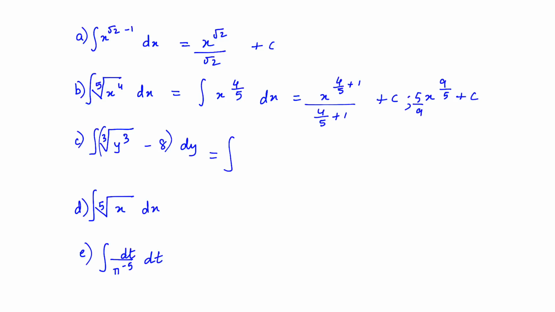Now here to simplify, what will we do? The inside power is 3, so that's what we will write in the numerator, and the outside power is also 3 here, so that we'll write in the denominator. The 3 and the 3 will get cancelled, so we have got y minus 8 dy. When I integrate this, I'll get 1 plus 1, 2 over 2 minus 8x plus c.